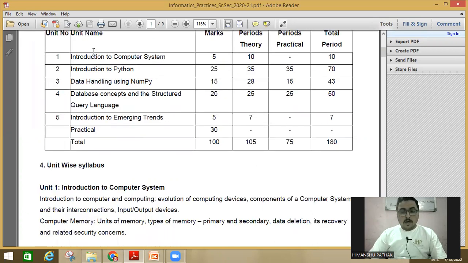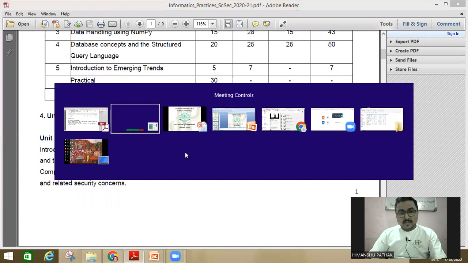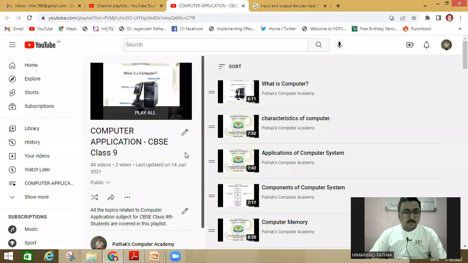You all are aware of the introduction to computer system. There is nothing new to talk about, I already discussed it in 9th class CBSE board. More or less, all the topics under unit 1 are the same. So you can go through my YouTube channel, Pathak's Computer Academy, where you can see a playlist, Computer Applications CBSE Class 9.